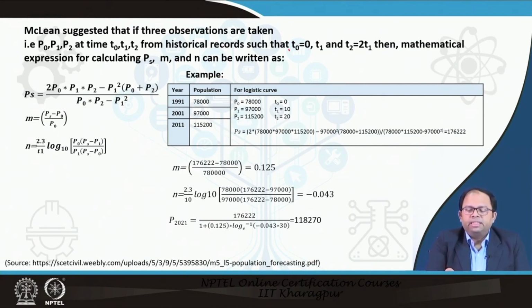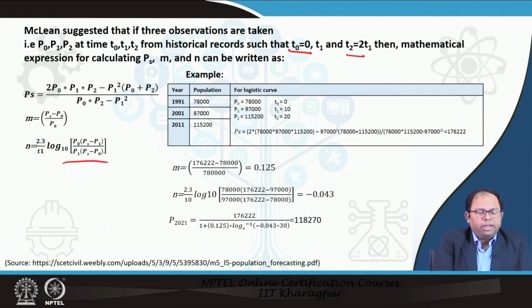and we take T0 as the 0th year, the first time period, and T1 and T2 are related so that T2 is equal to 2 times T1. So, we have equal gaps between the two time periods. Then the mathematical expression for calculating Ps, m and n can be written as Ps equal to 2 P0 P1 P2 minus P1 square within brackets P0 plus P2, and divided by P0 P2 minus P1 whole square. And m equals Ps minus P0 by P0, and n equals minus 2.3 by T1 into log to the base 10 of P0, as you can see over here in the equation.